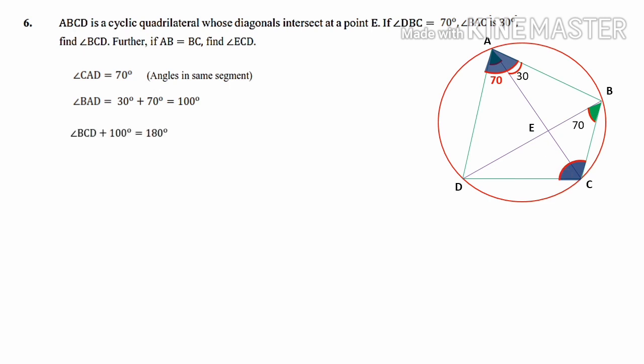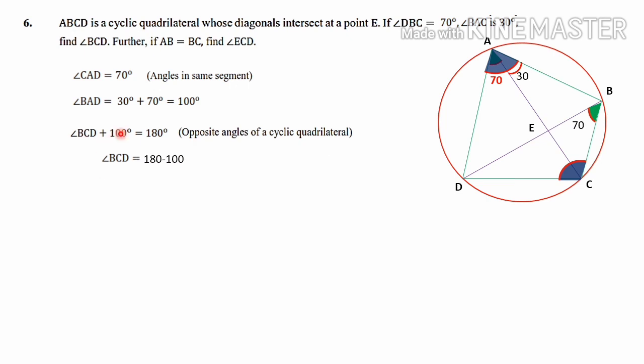So angle BCD plus 100. Angle BCD means this angle BCD. Another angle is here, the total angle we calculated here, 100. So the sum of these two angles should be equal to 180 degrees, because they are opposite angles of a cyclic quadrilateral. From here we can calculate angle BCD.